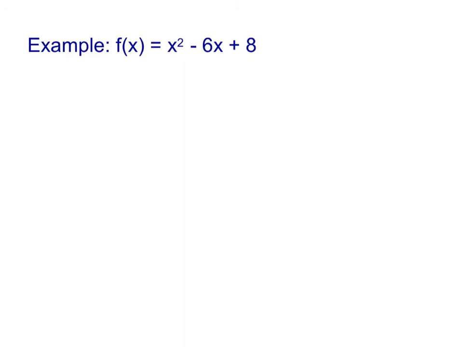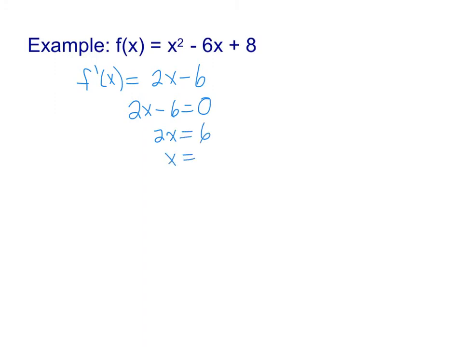Okay, so here's the first example. We have f of x equals x squared minus 6x plus 8. The first thing we want to do is find the derivative. The derivative of f is 2x minus 6. I'm going to set the derivative equal to 0 to find any critical values. So I have 2x equals 6 and x equals 3.